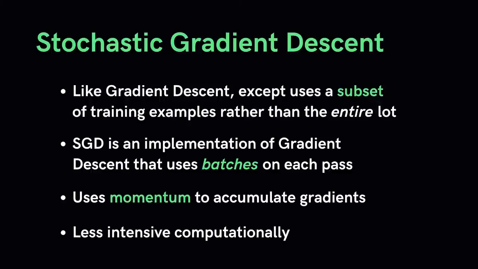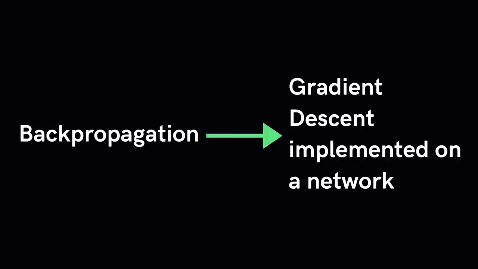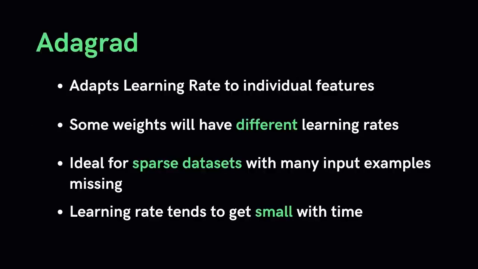It's difficult to overstate how popular gradient descent really is. Backpropagation is basically gradient descent implemented on a network. There are other types of optimizers based on gradient descent that are used today. AdaGrad adapts the learning rate specifically to individual features. That means that some of the weights in your dataset will have different learning rates than others. This works really well for sparse datasets where a lot of input examples are missing. AdaGrad has a major issue though. The adaptive learning rate tends to get really small over time.